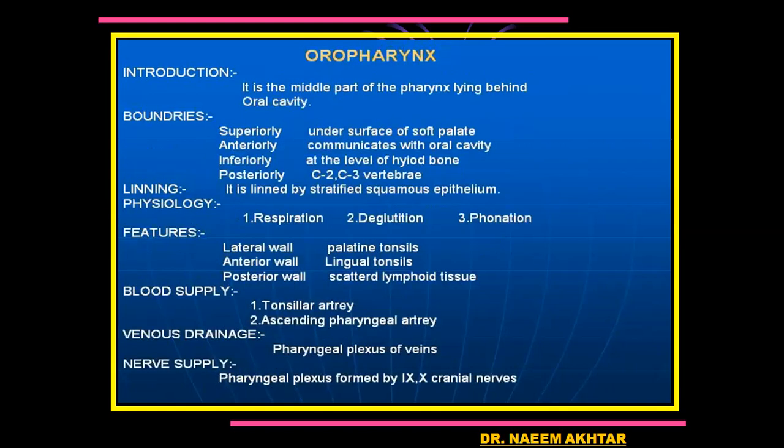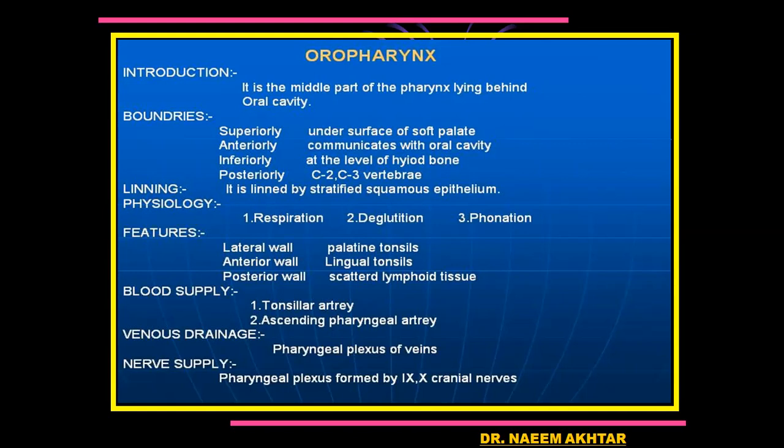The second part is the oropharynx, which is the middle part of the pharynx behind the oral cavity. Superiorly, the oropharynx is bounded by the undersurface of the soft palate. Anteriorly, it communicates with oral cavity. Inferiorly, it is limited by the hyoid bone, and posteriorly, it is related to the second and third cervical vertebrae. Oropharynx is lined by the stratified squamous epithelium. Physiologically, oropharynx takes part in three important functions. Number one, respiration. Second, regurgitation. Third, phonation.